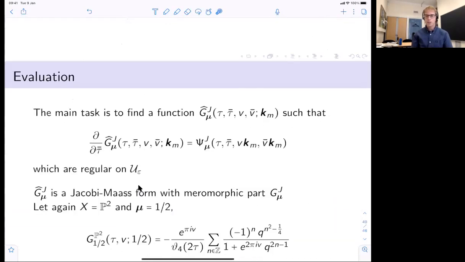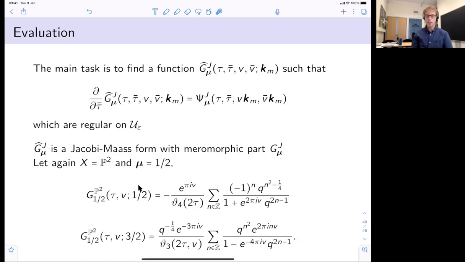Okay, let us then proceed by evaluating this integral. For this end, we need to do some more work. We need to find the function capital G hat, such that its anti-holomorphic derivative with respect to tau gives us the sum over fluxes. An important requirement is that it is regular on U. We can find such functions using the theory of Jacobi mass forms.